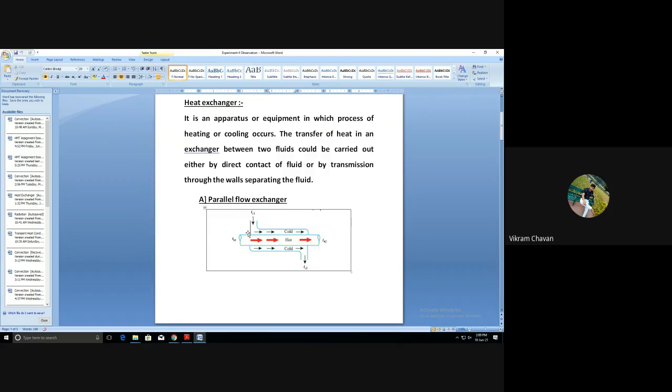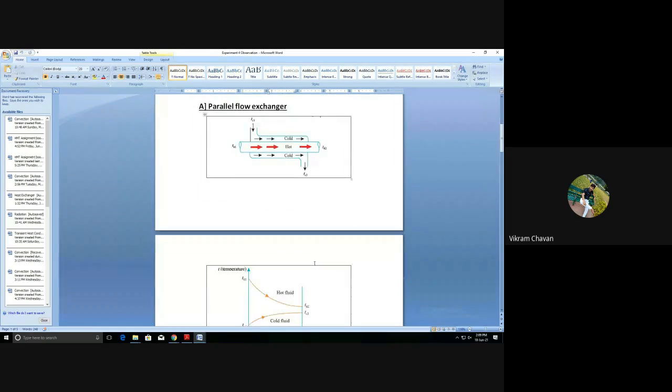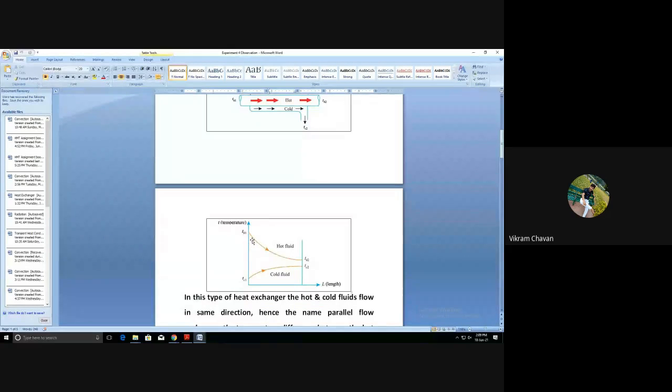In case of a parallel flow, TH1 minus TC1 will be considered as theta 1, that is the initial temperature difference, and TH2 minus TC2 will be considered as the final temperature difference. Okay, so that will be considered as theta 2. And if you draw the temperature profile diagram, you can see that both the fluid temperatures are changing in the positive x direction, where the hot fluid temperature is decreasing in the positive x direction, and the cold fluid temperature is going to increase in the positive x direction.